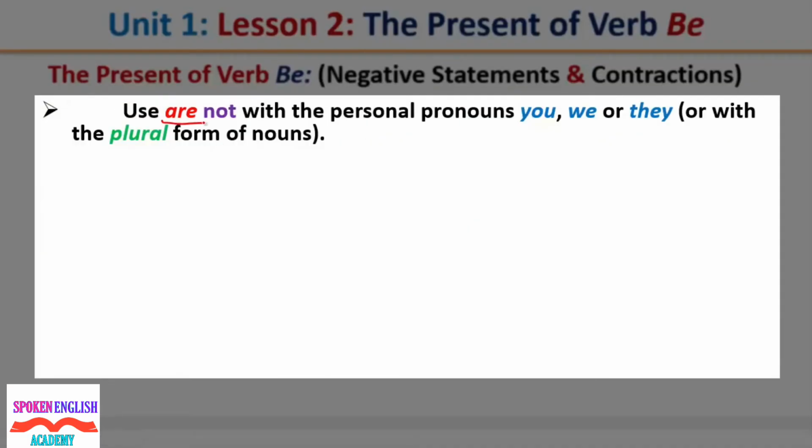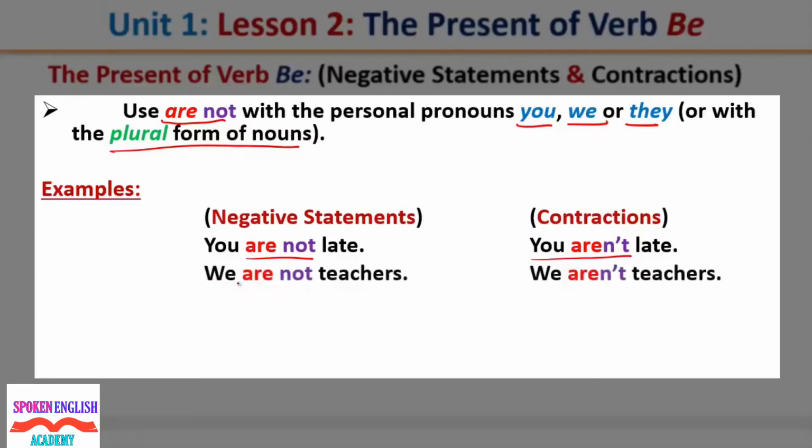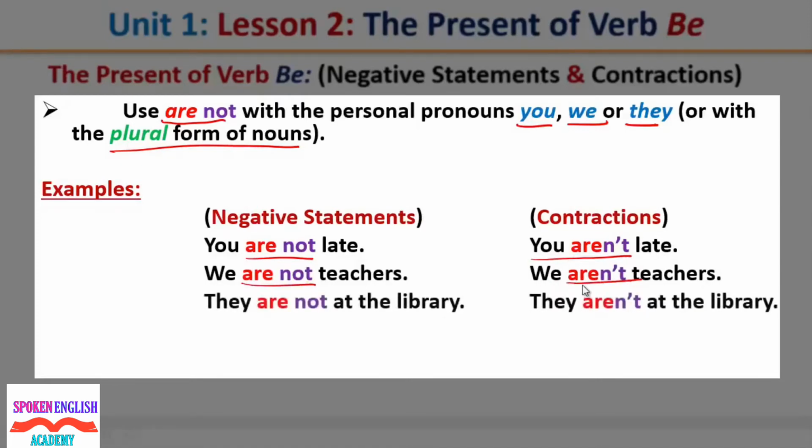Use are not with the personal pronouns you, we, they. So with these pronouns, we use are not, or with the plural form of nouns. Examples: you are not late. So we use the word not after the verb are. Or the contracted form, you aren't late. We are not teachers. The contracted form, we aren't teachers. They are not at the library. The contracted form, they aren't at the library.